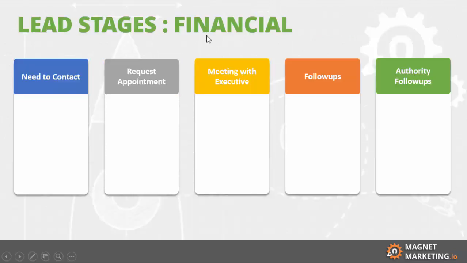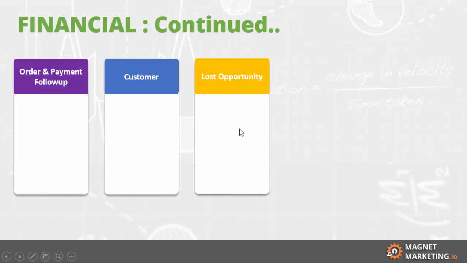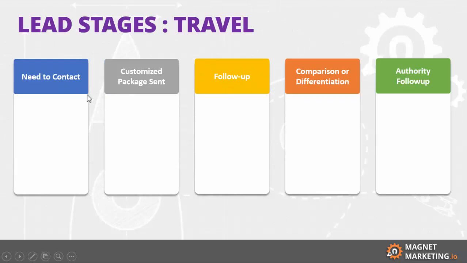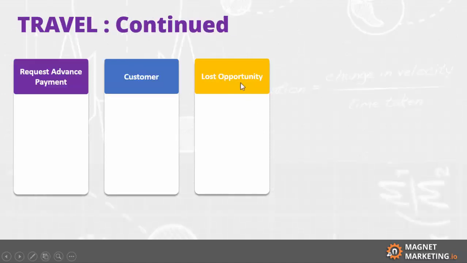Then again for financial institutions like insurance and loans: request appointment, meeting executives, follow-ups, authority follow-ups, auto payment, etc. Same for travel: we have customized package, then follow-up, then comparison, then authority follow-up. So there will be so many strategies coming on the way, but again it takes time. But yes, we'll be adding premium courses, and that will be available absolutely free of cost to all the pro subscribers of our marketing automation software.